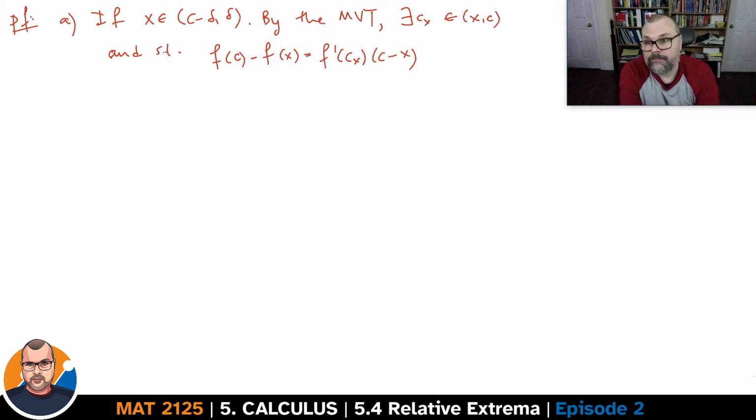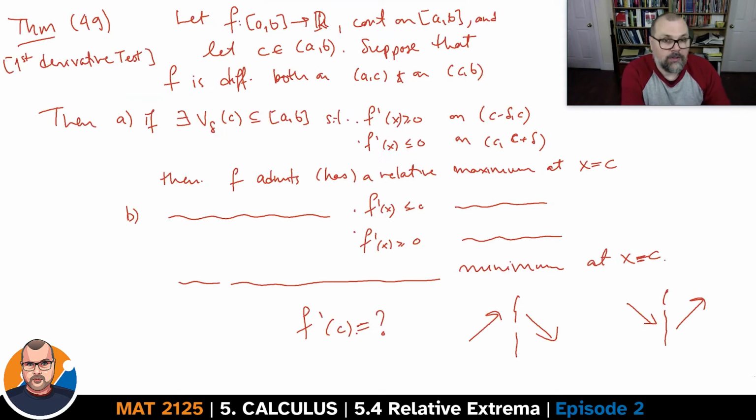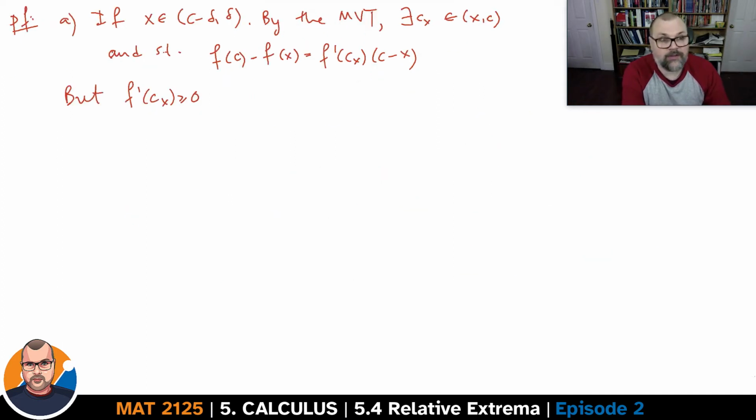But we know that f prime at c_x is greater than or equal to 0, because c_x is between x and c, and by assumption over c minus delta, c, which contains x and c for a small enough value of delta, the derivative there is greater than or equal to 0. So this derivative is greater than or equal to 0, which means f at x is to be less than or equal to f at c.